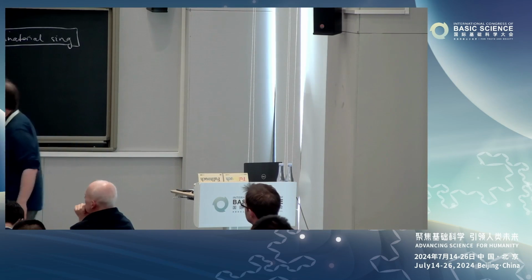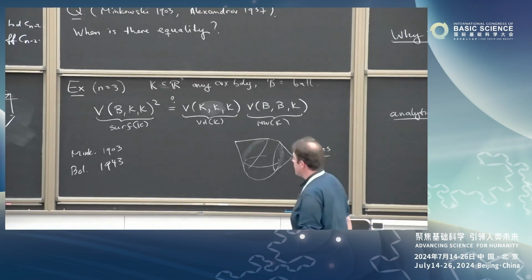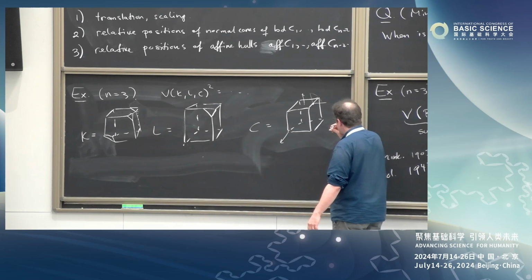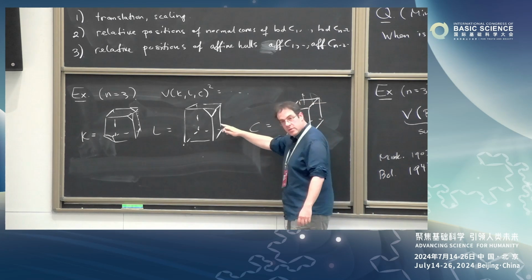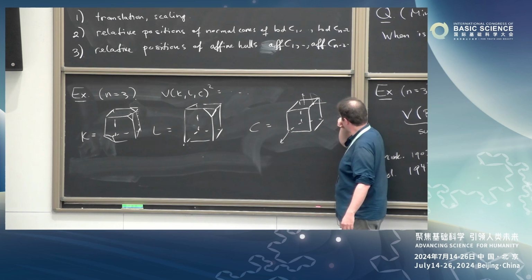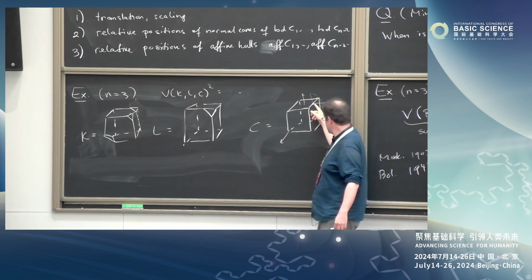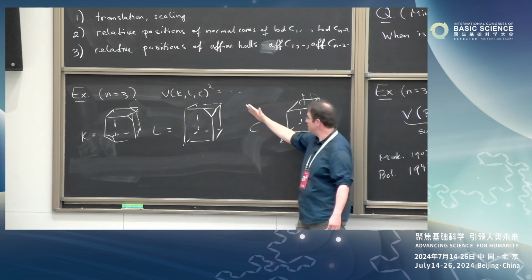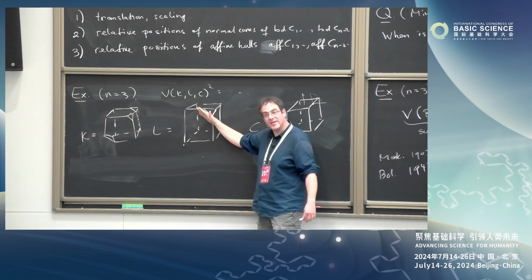K is a cube. No, because if L is a ball, right, then there will always be a normal direction to an edge where the ball is shorter than the cube. So you cannot have equality in that case, right?